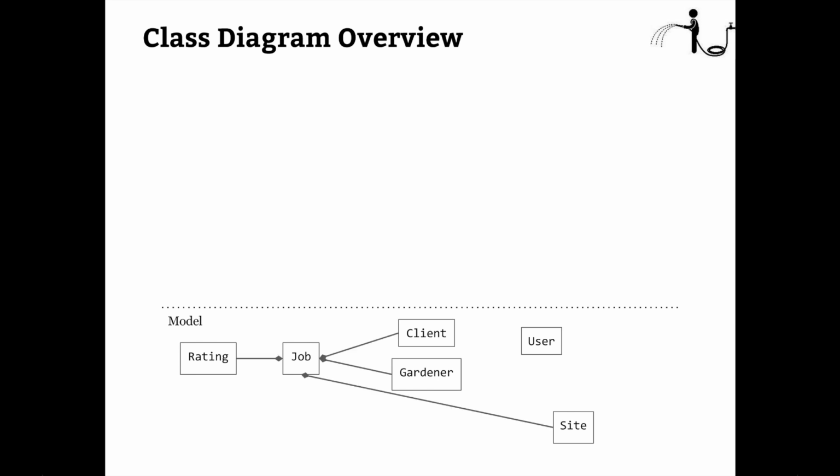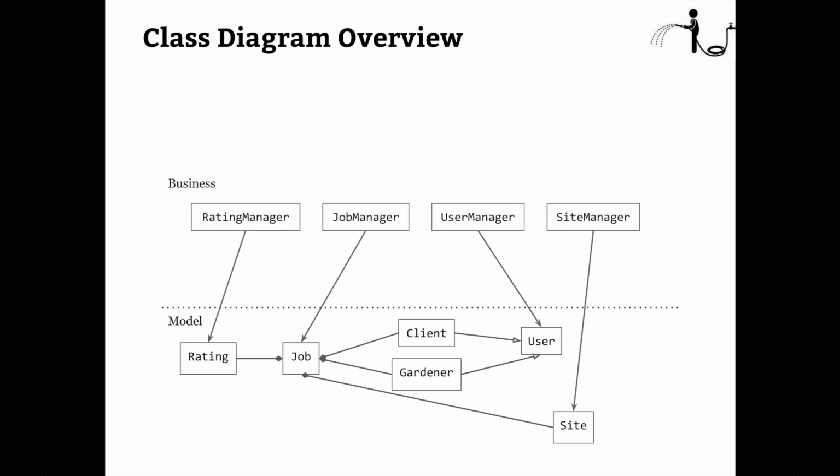Each job also has a site, a rating, a client, and a gardener associated with it. Clients and gardeners are a type of user. Clients and gardeners are modeled differently because they have different sets of data associated with them. On top of these model classes are their respective managers. These are responsible for manipulating the model objects according to the business logic.